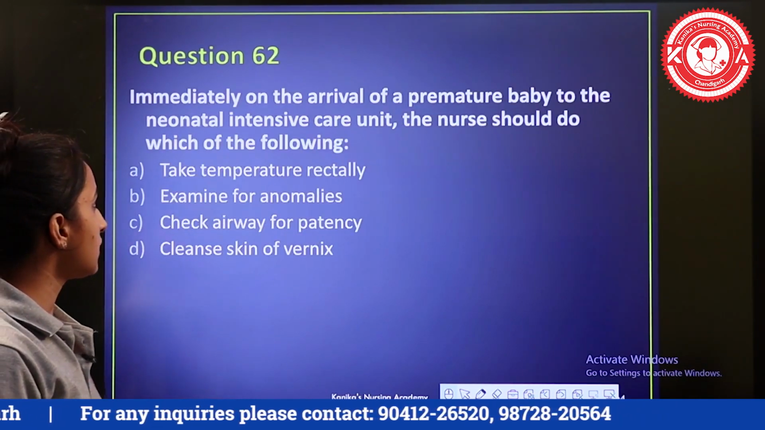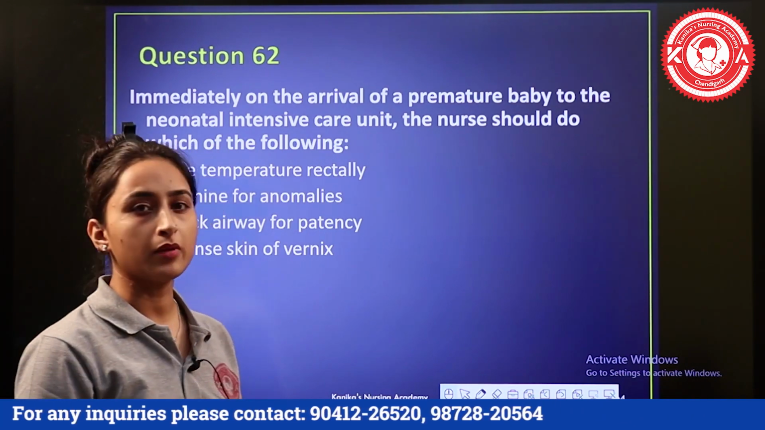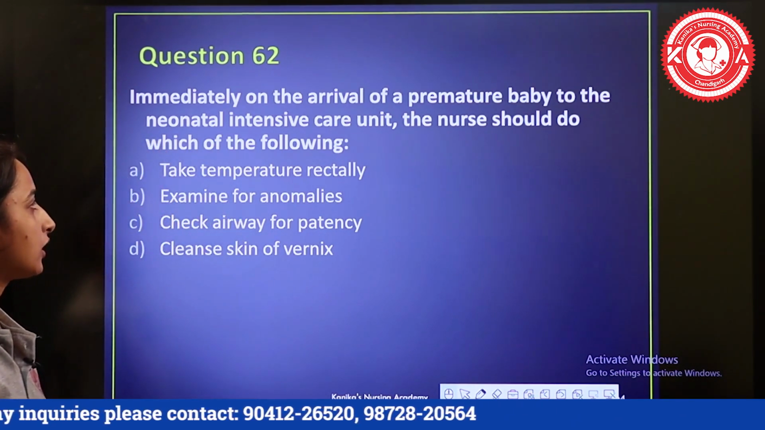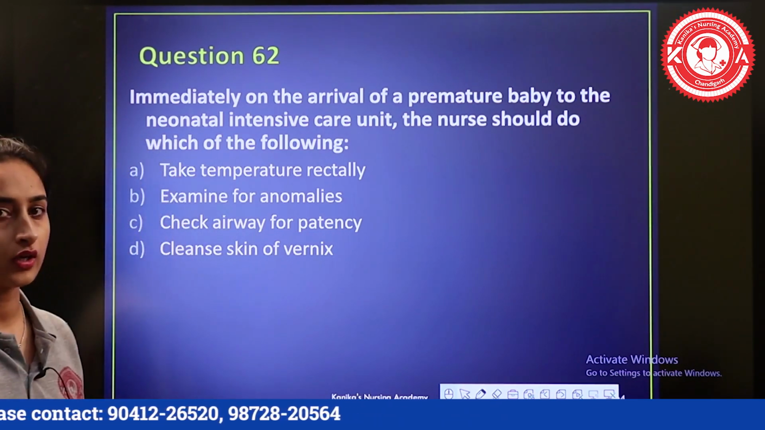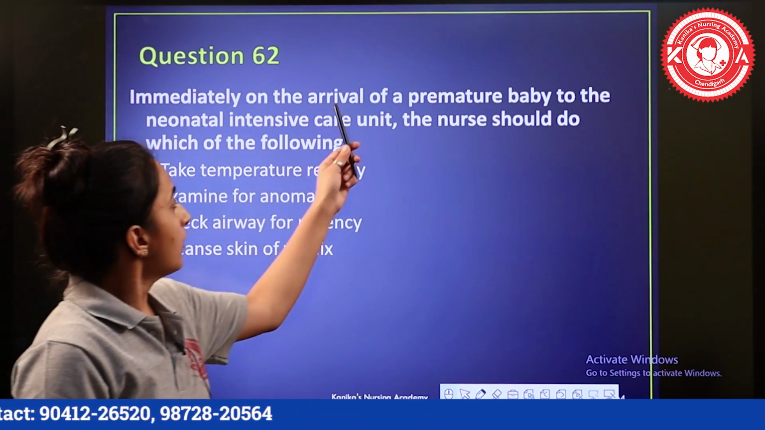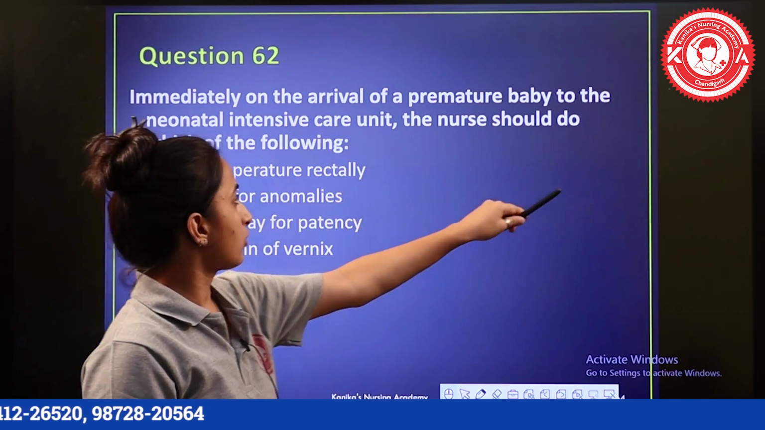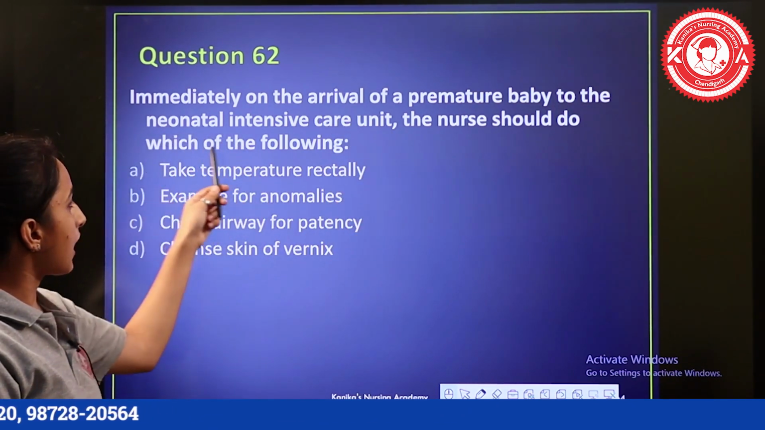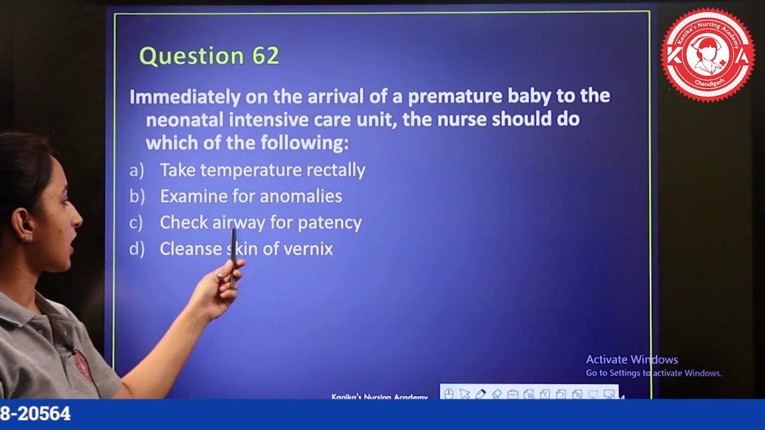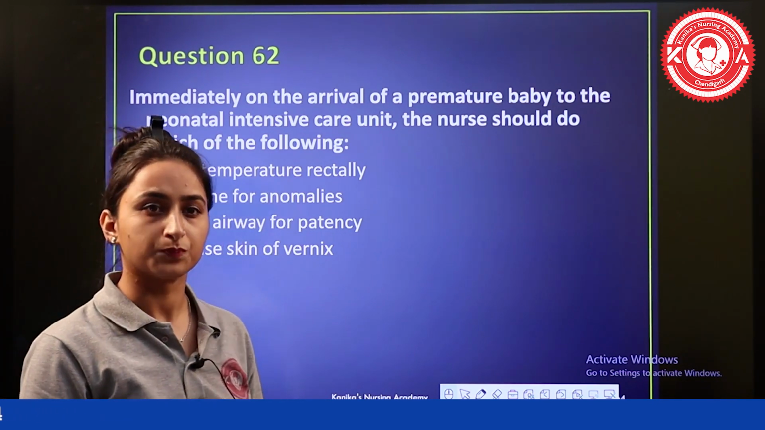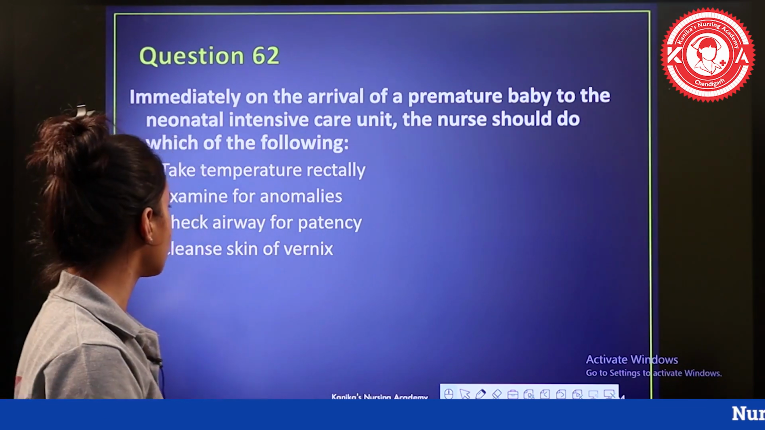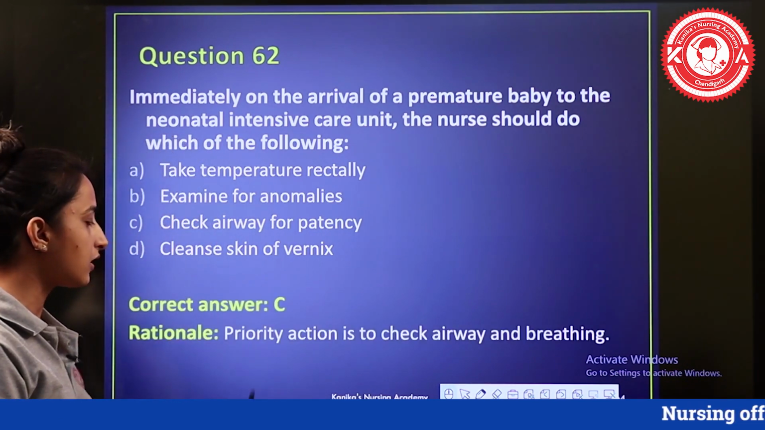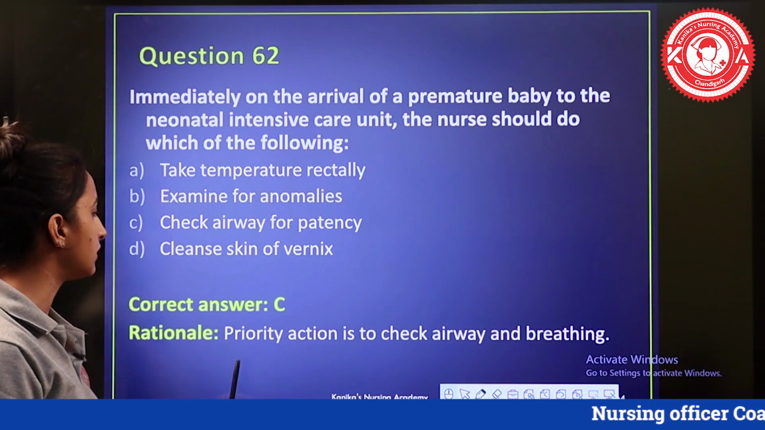Next question, immediately on the arrival of a premature baby to the neonatal intensive care unit, the nurse should do which of the following? Here the question is about the arrival of a premature baby, right? So the priority nursing action is obviously to check the airway for patency. The first priority is given to the airway and the breathing. So the right answer is C, priority action is to check airway and breathing.